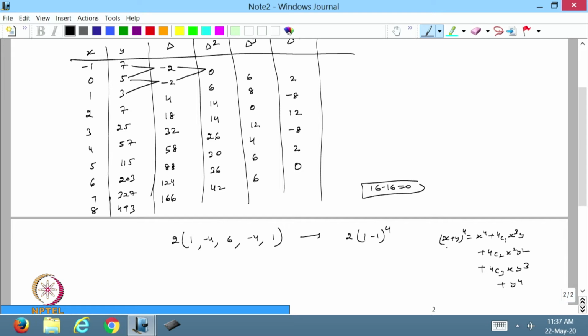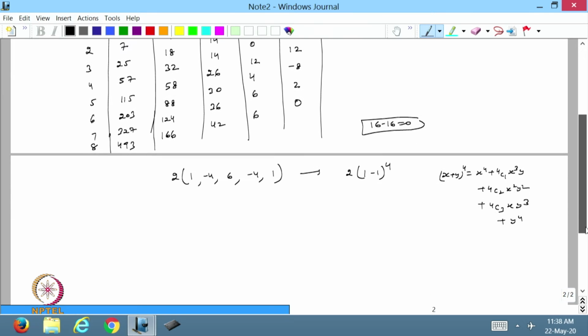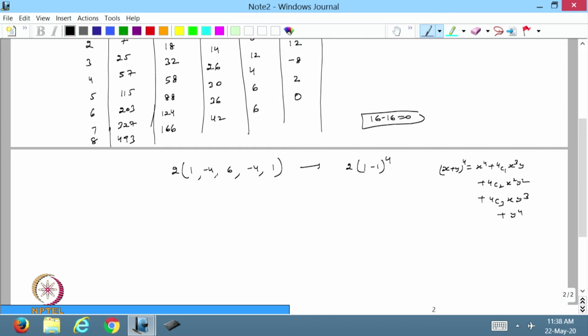Now, 4C1 is 4, this is 6, this is 4, and if I put x equal to 1 and y equal to minus 1, I will get the same coefficients. So, based on this I can see that this error follows the binomial pattern. So, from here I can say that my error epsilon is 2. So, this is the error I have taken.